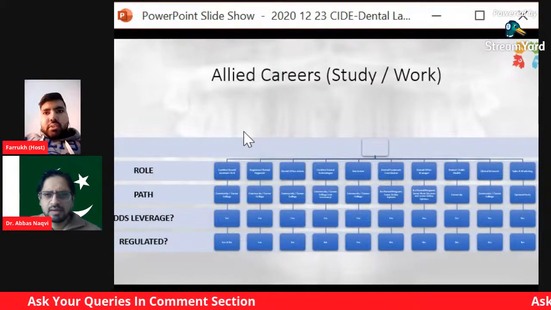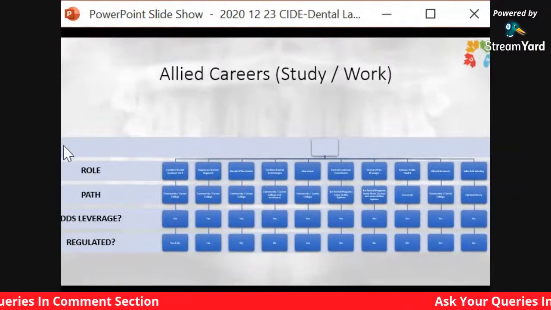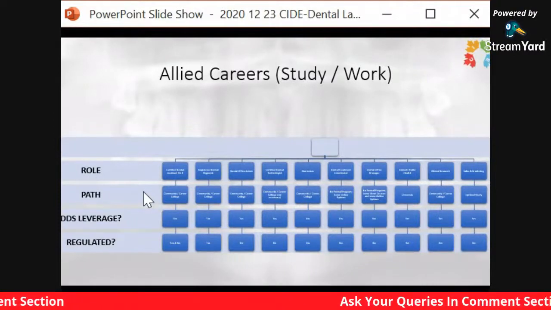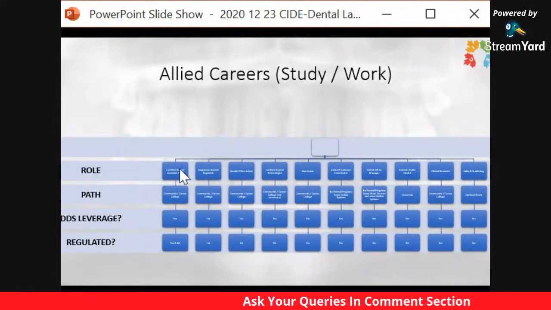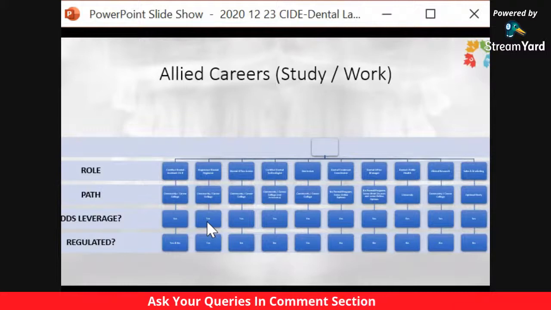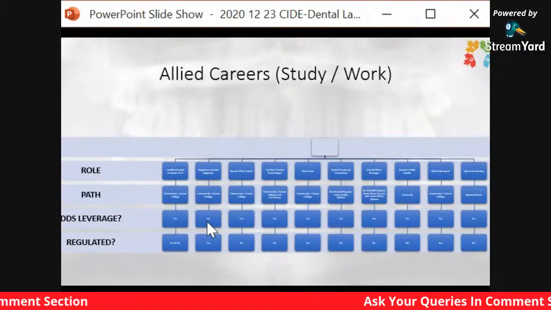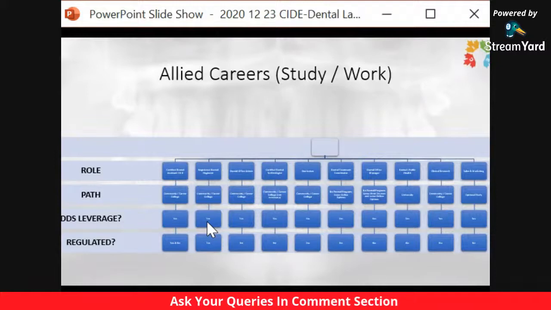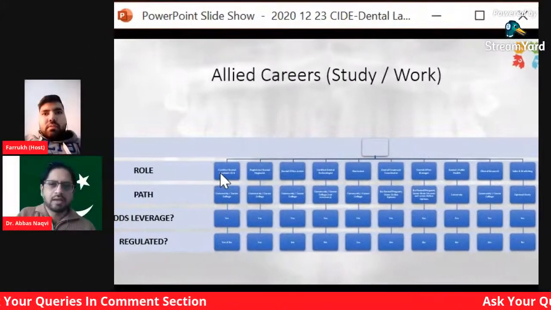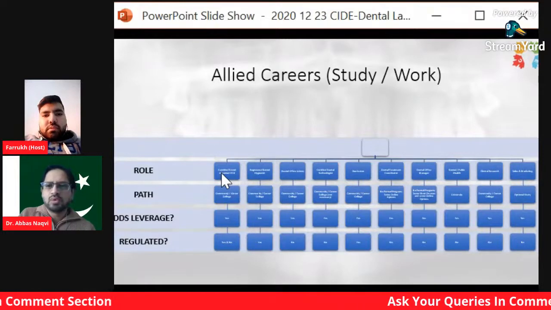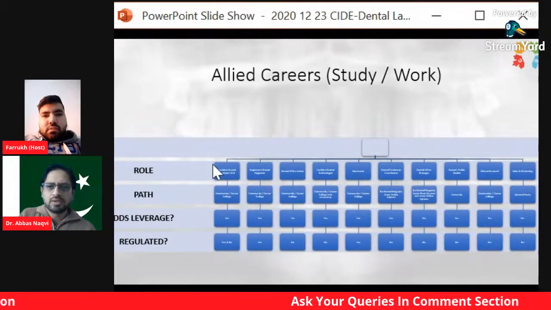Here is an expansion of the allied career pathways. The text is, I think, small. It might not be readable, but I just give you a gist of it, because I can probably send this to anyone who wants it. What it shows you is about 10 rows.